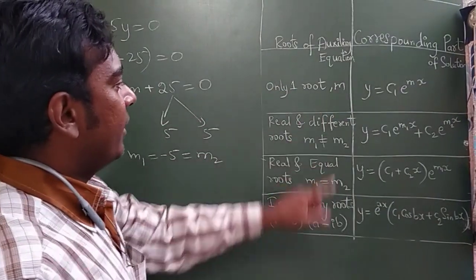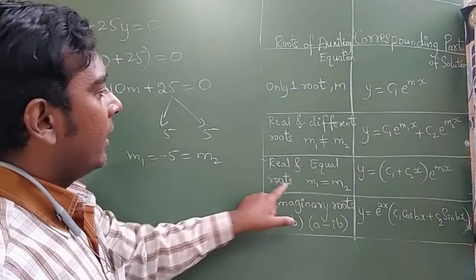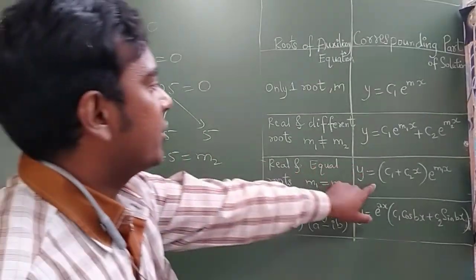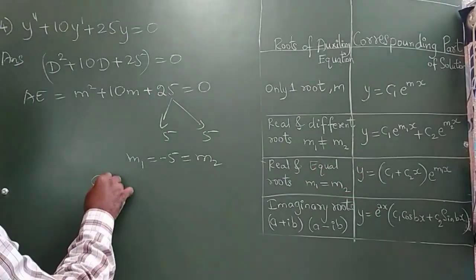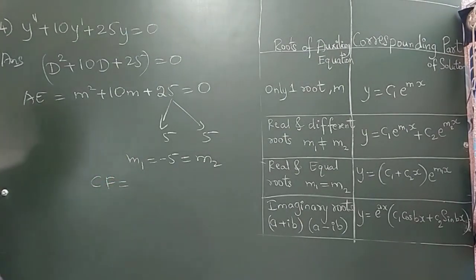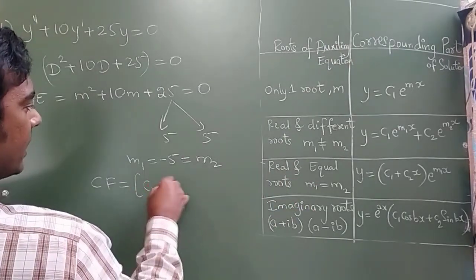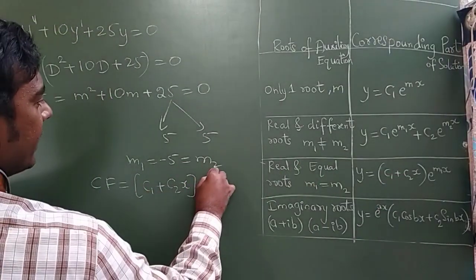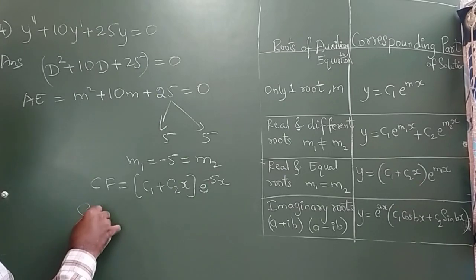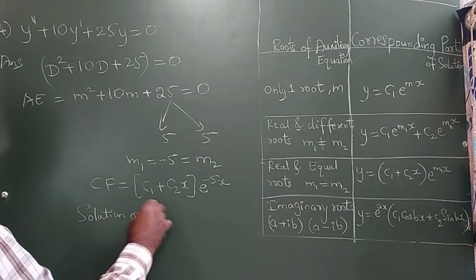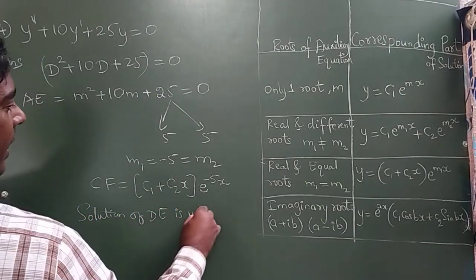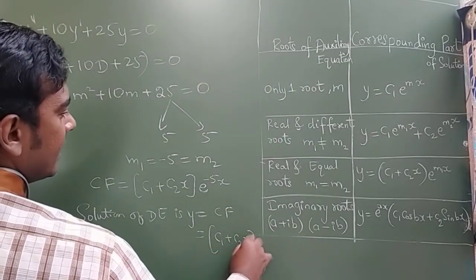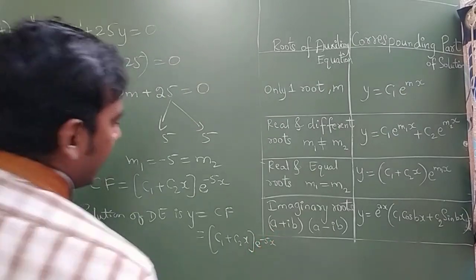So from this table, which is suitable? Real and equal, that is m1 is equal to m2. You can see, fine, so I must use this formula. So CF, the complementary function, is equal to C1 plus C2 x, e raised to m. M is what? Minus 5x. So the solution of the differential equation is y is equal to CF, and CF is C1 plus C2x, e raised to minus 5x. This completes your answer.